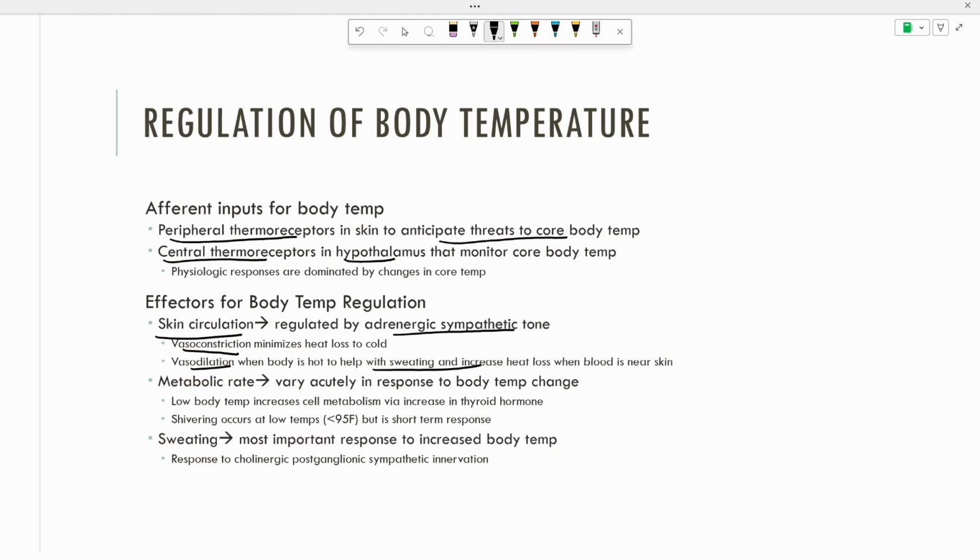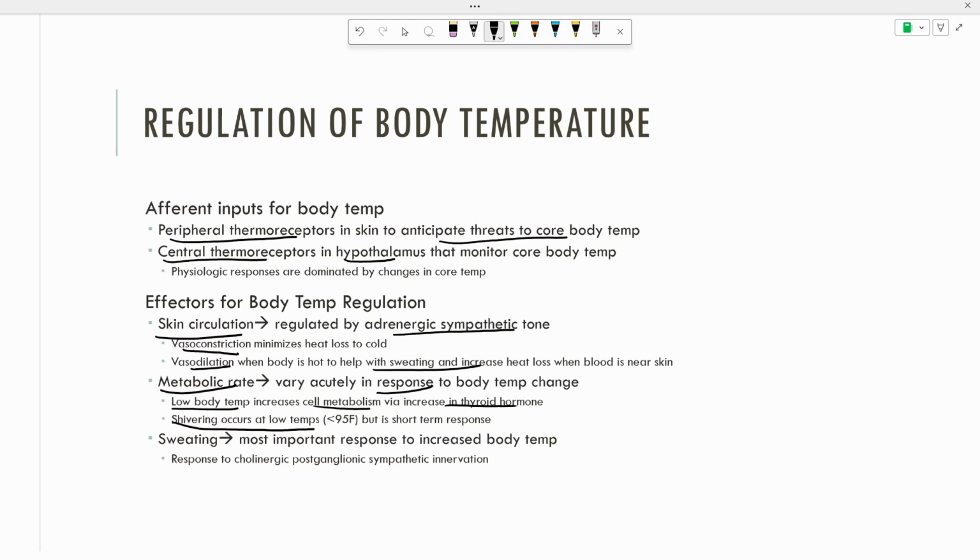So that's skin circulation. We can alter our skin circulation depending on if we're hot or cold. Metabolic rate changes acutely in response to temperature changes. Low body temp will increase cell metabolism and increase our thyroid hormone. Thyroid hormone is a metabolic hormone. It speeds things up and gets you warm.